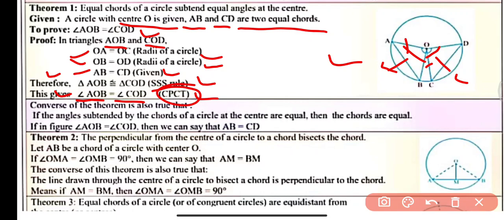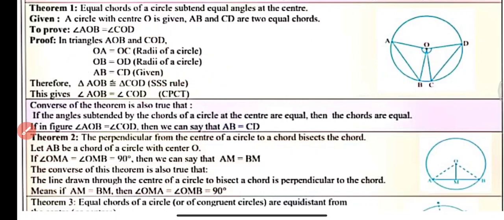CPCT means corresponding parts of congruent triangles. So these two triangles are congruent to each other, therefore all the rest of the parts are equal. So angle A will be equal to angle C, angle B will be equal to angle D, and angle AOB is equal to angle COD.